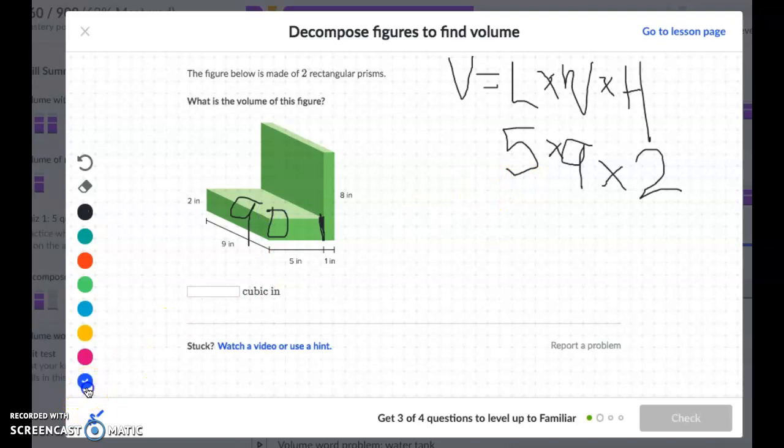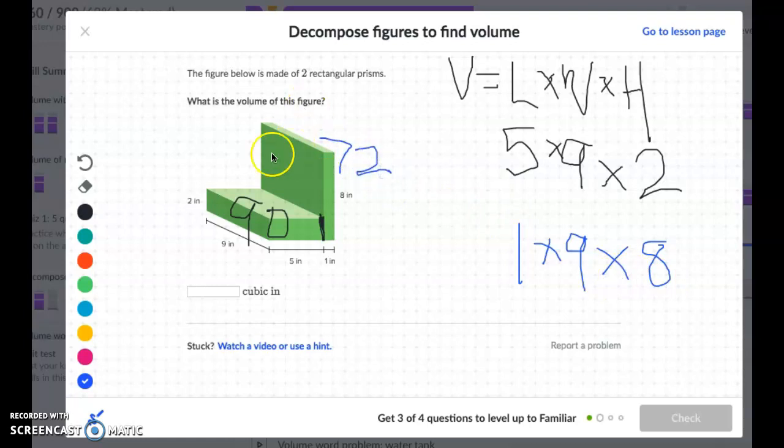Then I have to remember to go back and find the volume of this taller one. So the length here, they tell us, is 1. The width, they tell us, ooh, they do not tell us. So the width, again, we're going to look at this bottom one. It goes the same amount back. You can see they line up in the front and the back. So my width is going to be 9. And then my height, they do tell us, is 8. So my volume is 1 times 9, which is 9, times 8. So this one is 72.